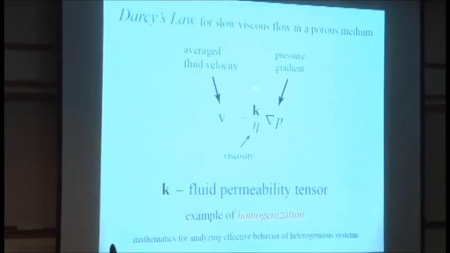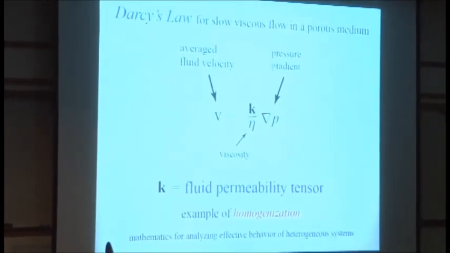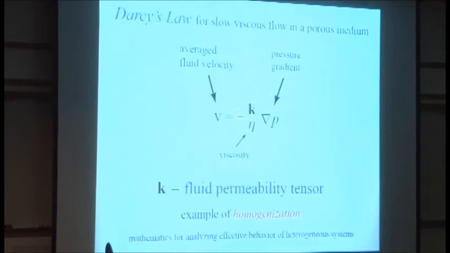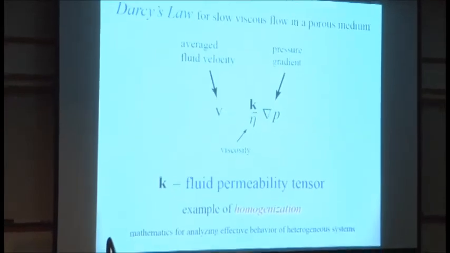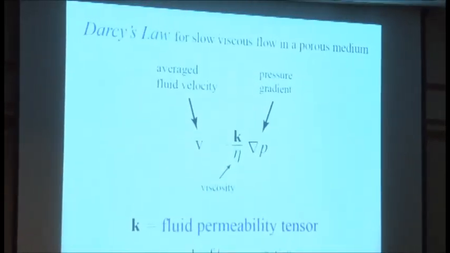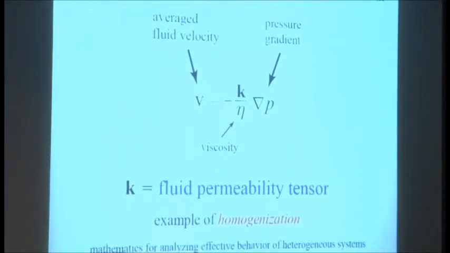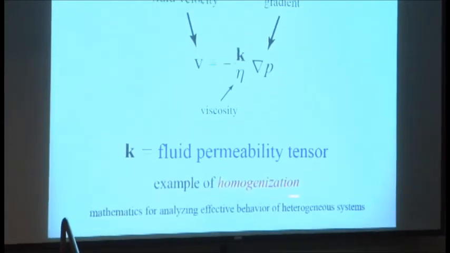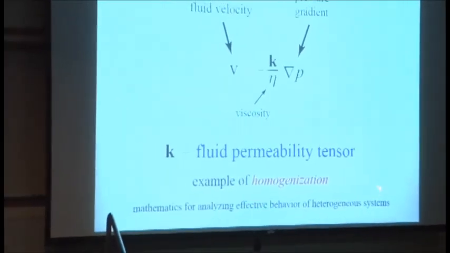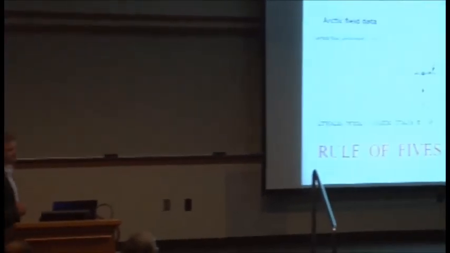Okay, let's focus on the smaller scale stuff. The basic law for describing slow viscous flow in a porous medium is called Darcy's law, where you relate the average fluid velocity to the pressure gradient through a coefficient of fluid conductivity. The numerator is the so-called fluid permeability tensor, which describes how easy it is for fluid to flow in any particular direction, and the denominator is the viscosity. This is an example of one of the main areas of mathematics that I come out of, called homogenization, which is the mathematics for analyzing effective behavior of heterogeneous systems.